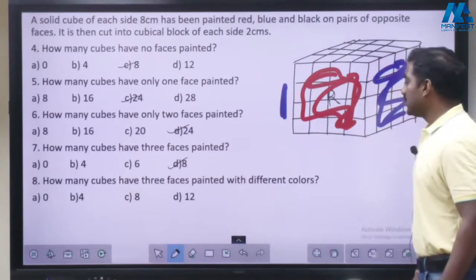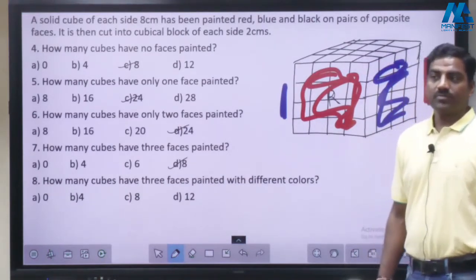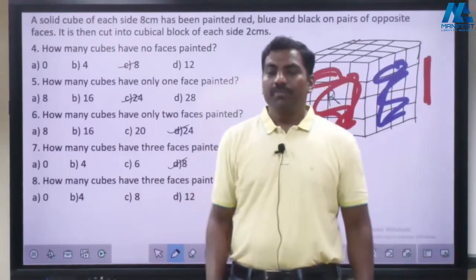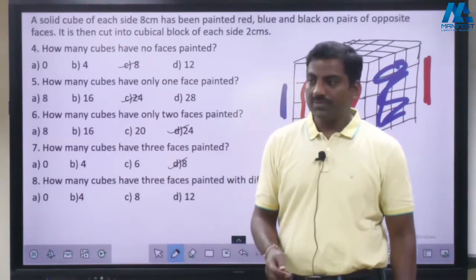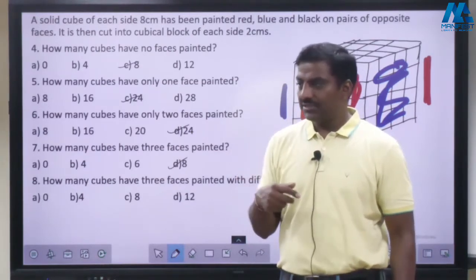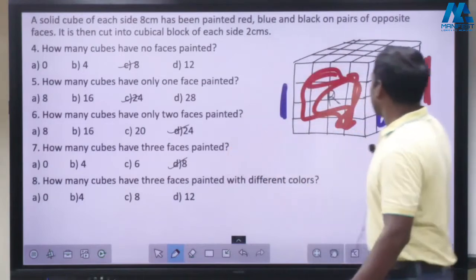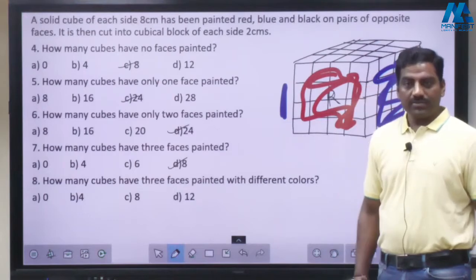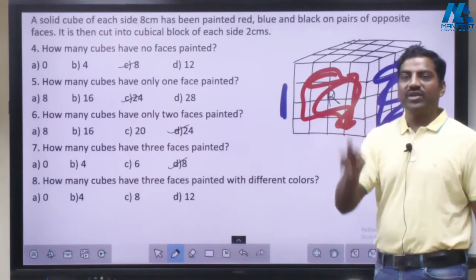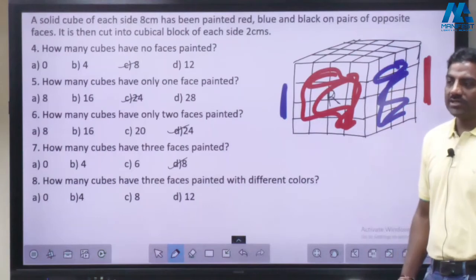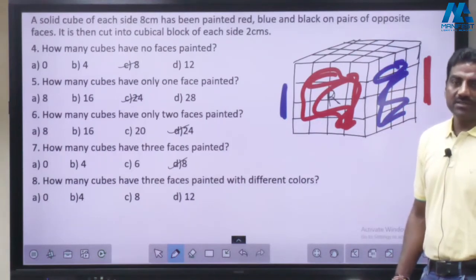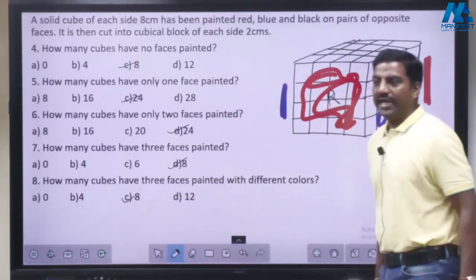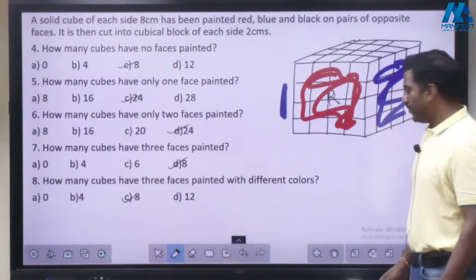How many cubes have 3 faces painted with different colors? All have to be different. See, when you are painting with 3 paints, each on 2 opposite faces, like front and back same, left and right same, top and bottom same, all the corners will be having 3 different paints. So all 8 will be having all 3 colors. Okay?